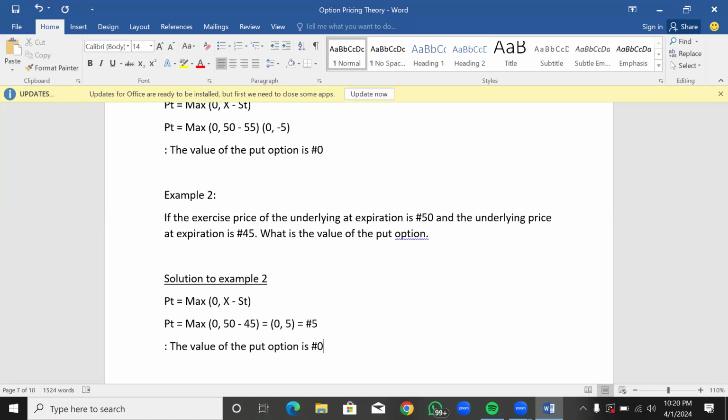So anywhere you hear intrinsic value of an option, that is what it means. That is what you are supposed to do. So be very careful and be very wary of that formula. That is the only thing you are supposed to do anywhere you hear intrinsic value of an option.